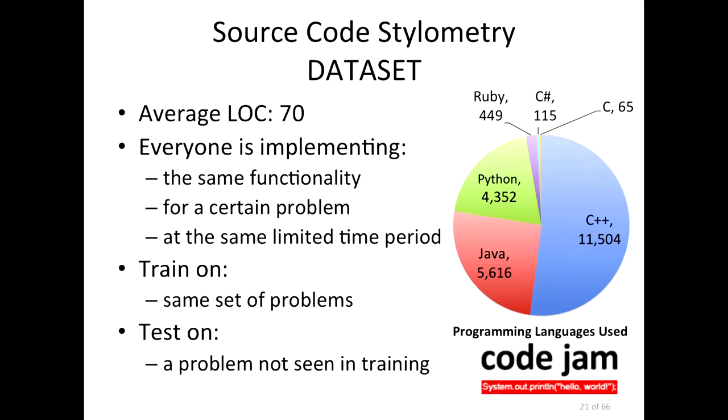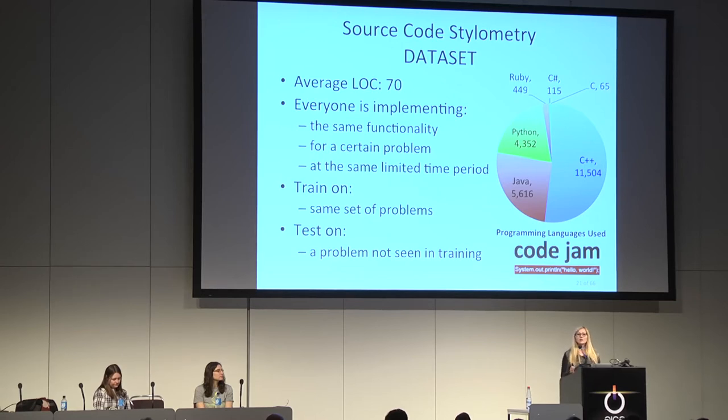I would like to give some statistics about our Google Code Jam dataset. In the 2014 dataset, which we used as our main one because it was the largest in C++, the average was 70 lines of code per solution. In this programming contest, everyone is implementing the same problem or functionality at the same time and in a limited time. Whenever we perform a machine learning task, we train on the same problems that people answered, and when we are testing, we choose a problem that was not in the training set. That makes it a more difficult machine learning problem, because the question was not seen in the training set before. And here on the right pie chart, we see that C++ was the most common language, and that was also true for other years.